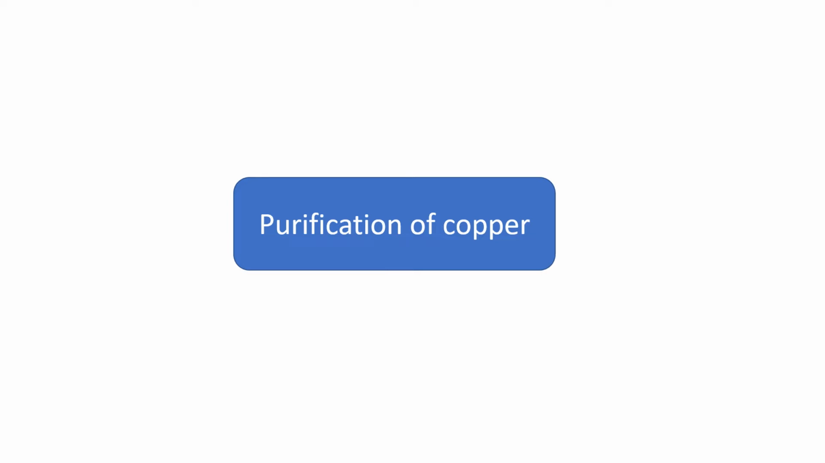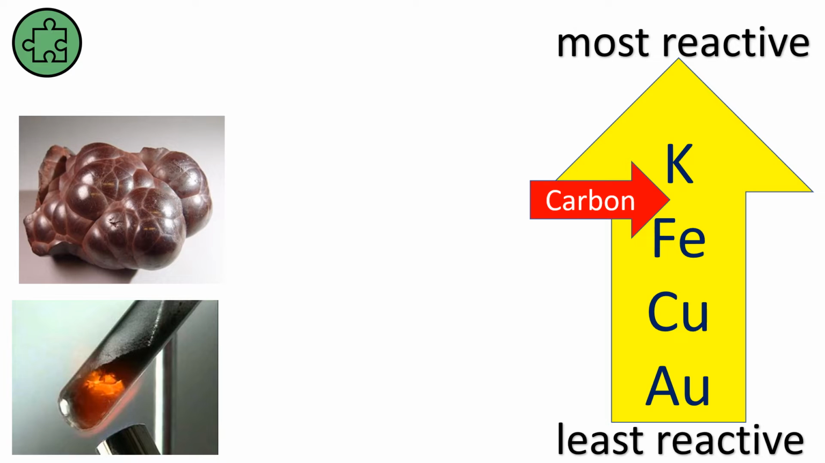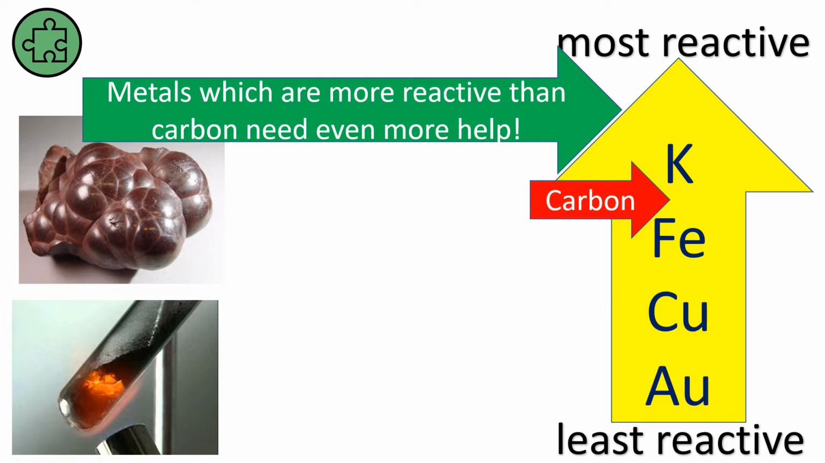Hello and welcome to our lesson on purification of copper. So far in this topic we've looked at metals that are less reactive than carbon, and we can use carbon to separate them from their ore using displacement reactions. Today we're going to look at what happens when we have metals that are above carbon in the reactivity series. So these metals are highly reactive and they need even more energy and even more help to be separated, and therefore are going to cost more money.